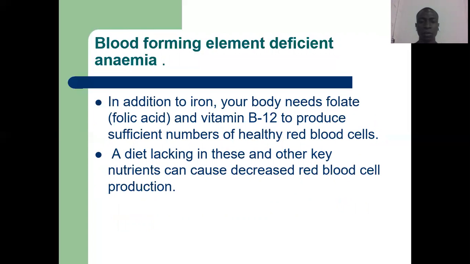In addition to iron, your body needs folic acid. So we are looking at those elements which help in the formation of red blood cells. Any deficiency in those leads to anemia. Now we are looking at folic acid and vitamin B12. To produce a sufficient number of red blood cells, you need folic acid and also vitamin B12. A diet lacking in these and other key nutrients can cause a decrease in red blood cell production.